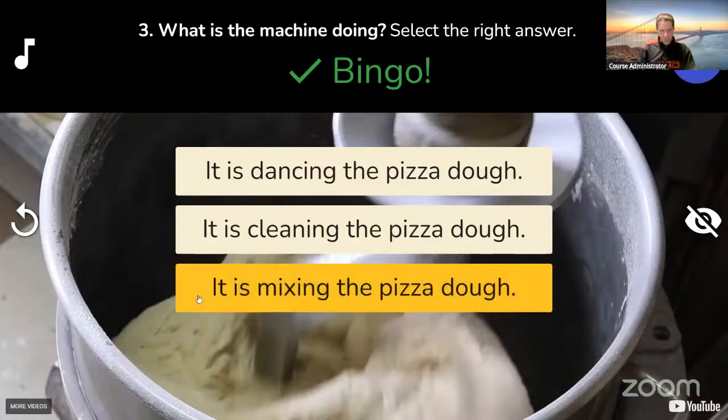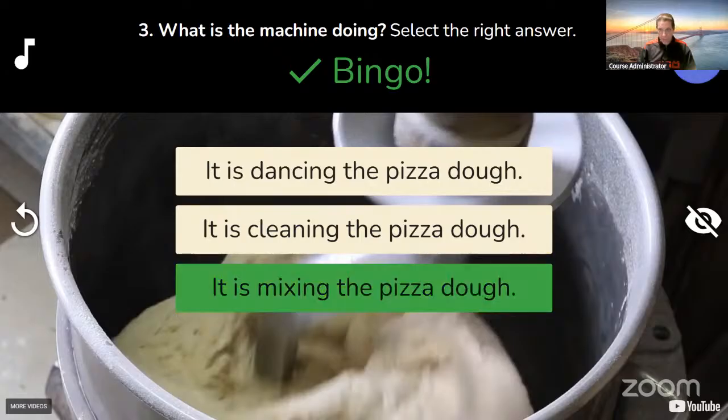Is the machine really what we should be focusing on, or is the action of the mixing more important? So again, we want to change this into the passive form. It is mixing the pizza dough is active. In the passive voice, we would talk about the pizza dough first. So the pizza dough is being mixed. That's the next step in the process of making the pizza.